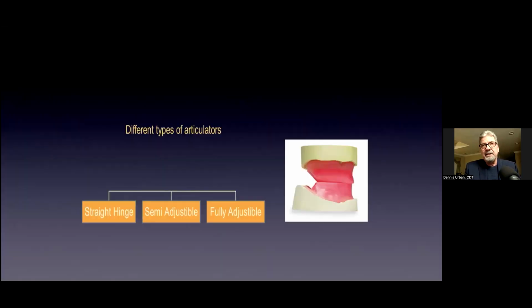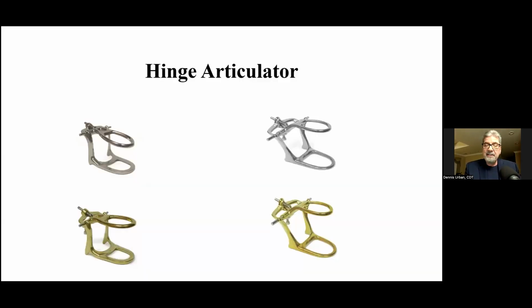So one of the things I love is full mouth reconstruction, and I like to use a semi-adjustable or fully adjustable articulator when I'm doing these types of cases. This type of articulator is not going to do it. You don't have that intercondylar distance of about 110 millimeters that you need. The condyles are not the condyles that we have in our natural TMJ.